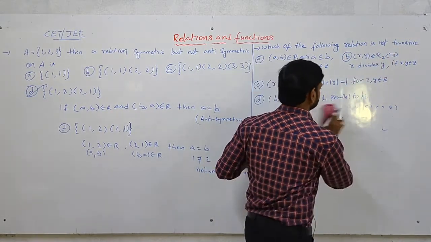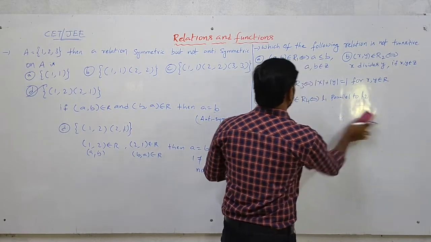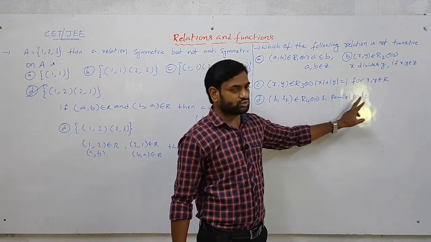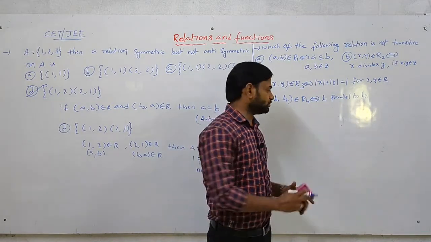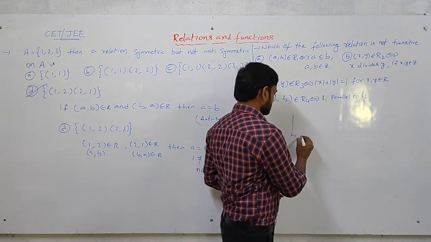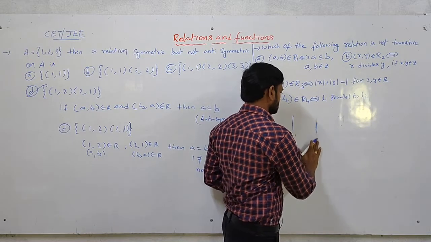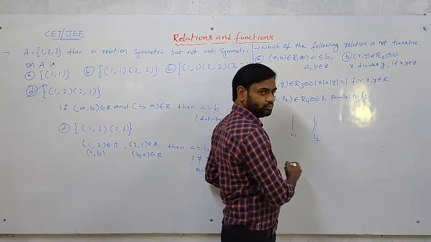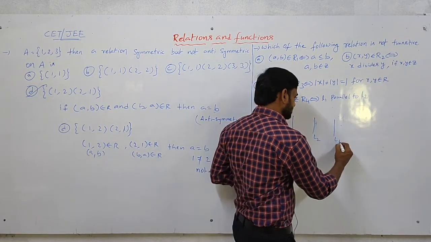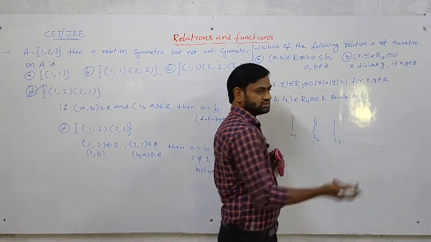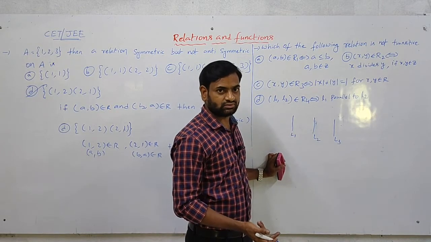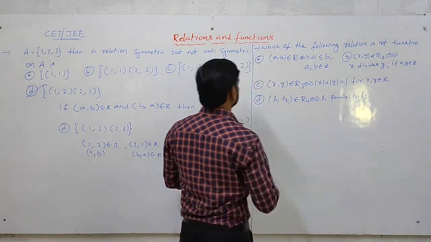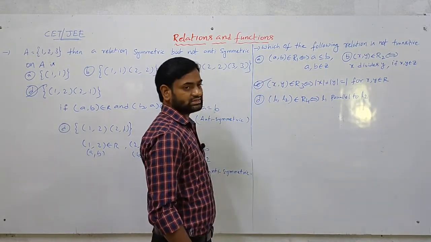Now, what about this one? See this one, the last one. L1 is parallel to L2, L2 is parallel to L3. Now L1 is parallel to L3. So it is also transitive. Now which is not transitive? C is the one that is not transitive.